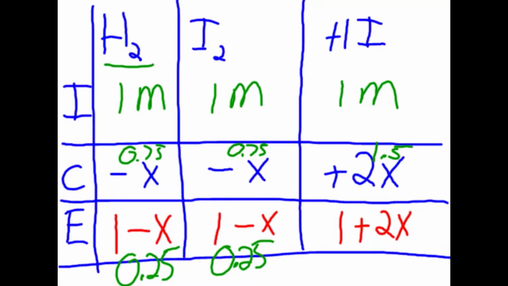At equilibrium, my concentration for HI is 1 plus 2x. 2x is 1.5, so this is going to be a total of 2.5. So at equilibrium, the concentration of HI is 2.5. The concentration of H2 and I2 are both 0.25. And if you wanted to double check yourself, you could just plug this back into the equilibrium expression and see if you're right.